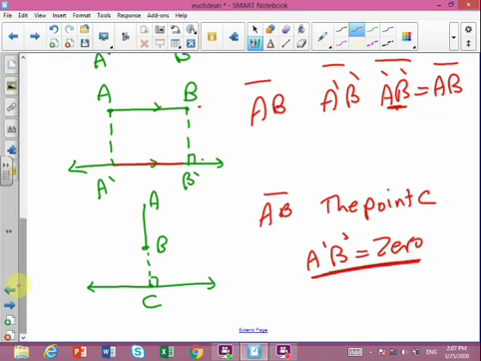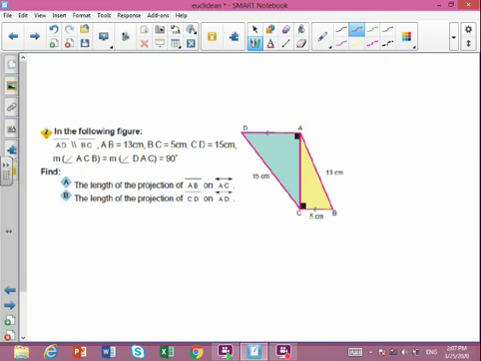Okay? Let's take the exercise here. Concentrate because we will apply what we have just said. AD parallel to BC, AB equals 13 centimeter, BC equals 5, CD equals 15, measure of angle ACB equals angle CAD equals 90, as you see here, perpendicular to each other.